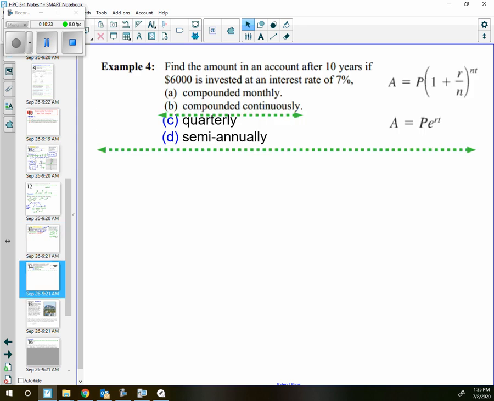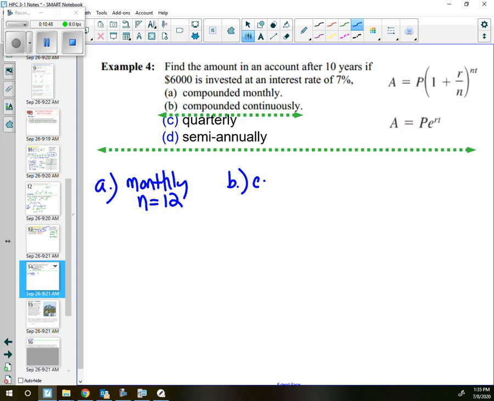We're going to do 4 different things to compare. What do you think would give us the best amount of interest and therefore the best account balance at the end of a period of time? So we're going to make some comparisons. So for part A, we're going to do compounding monthly. Okay, so remember what monthly means. That means once a month, so that's 12 times per year. For part B, we're going to do compounding continuously. All right, so continuously, that means infinitely many times.